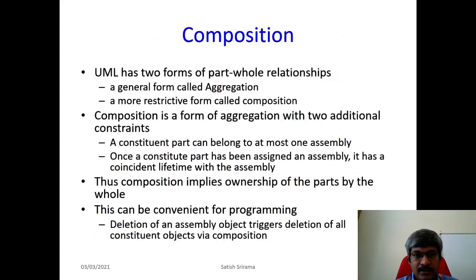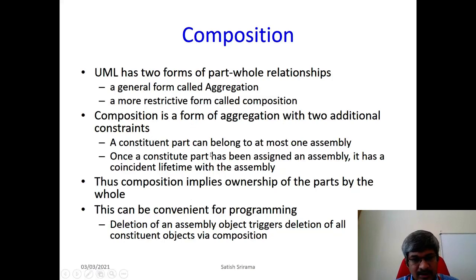That's about aggregation. Then let us look at composition. UML actually has two forms of these part-whole relationships. A general form is called aggregation, and there is also a more restrictive form which is called composition. Let's discuss composition. Composition is a form of aggregation with two additional constraints. So it's also an aggregation form, but with two additional constraints.